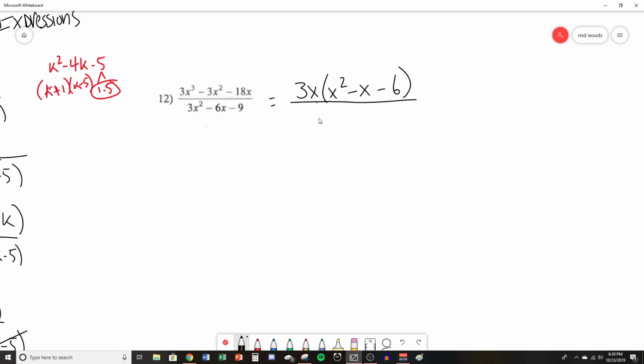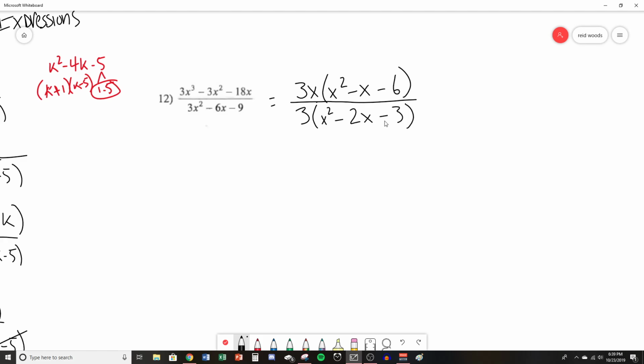So there we go. You'll notice on the bottom, we have a 3, 6, and 9. So that's going to be a 3. This time there's no variable because this 9 is missing its variable. So I can't factor out a GCF of a variable, so it's just 3 this time. This gets me x squared minus 2x minus 3.